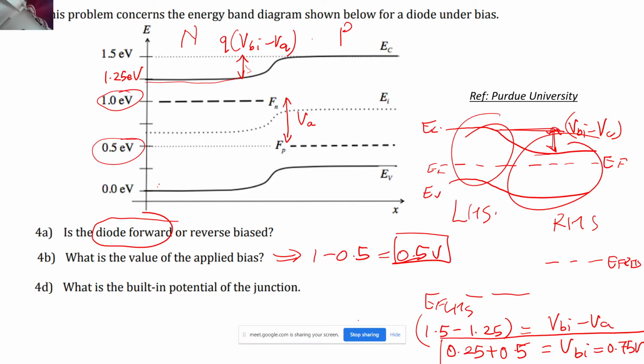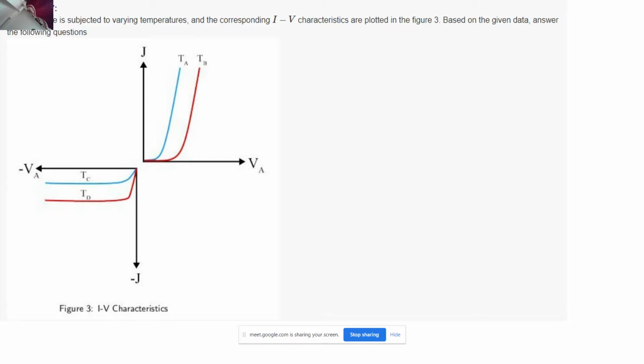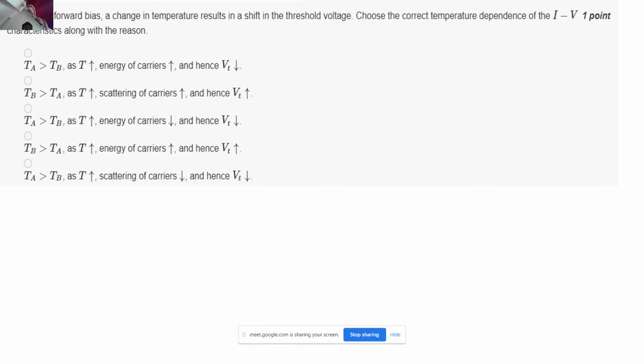So now we will move to this question. Again, sir must have clearly taught this because this was in the lecture materials. A P plus N diode is subjected to varying temperatures, and the corresponding IV characteristics are plotted in figure number 3. Based on the given data, answer the following question. Just note that the TB curve is on the right hand side compared to TL. In the forward bias, a change in the temperature results in a shift in the threshold voltage, correct? So choose the correct temperature dependence of the IV characteristics along with the reason.